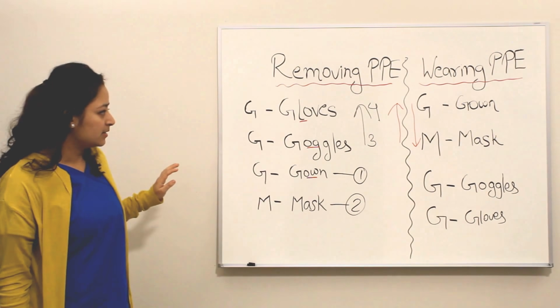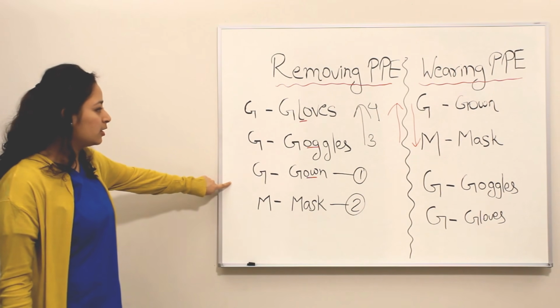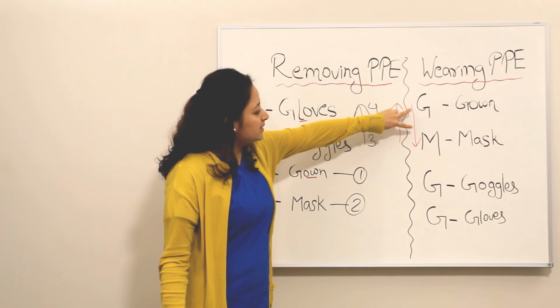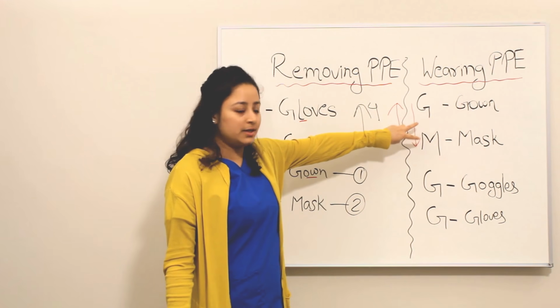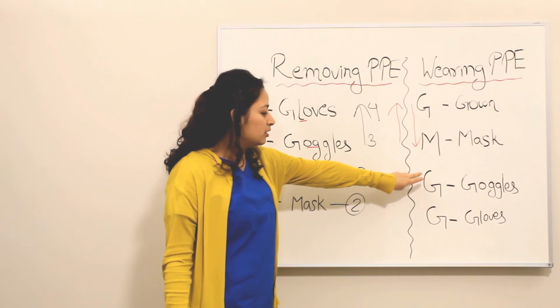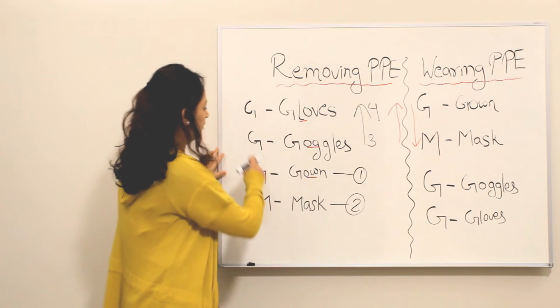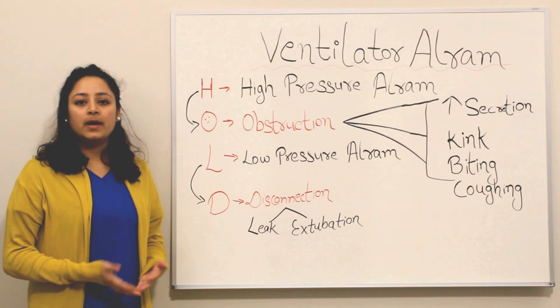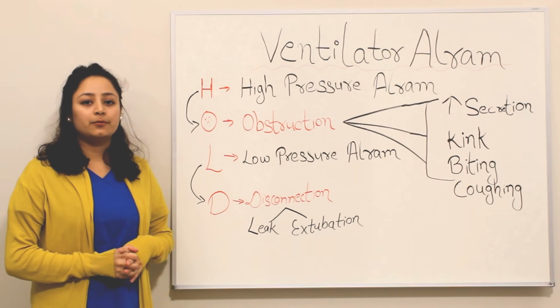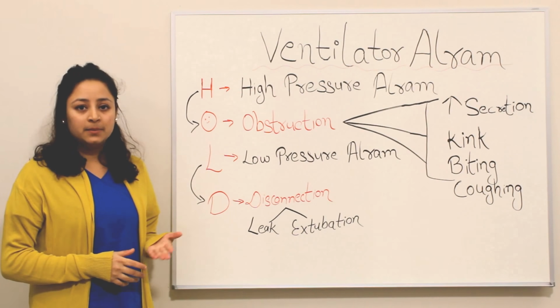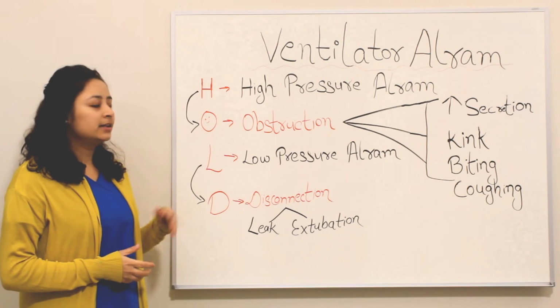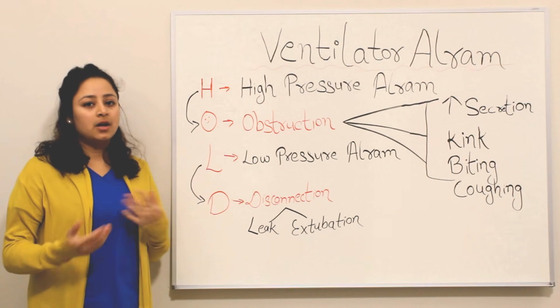So it is in alphabetical order, but there is a little twist in the gown and the mask in wearing the PPE, and the goggles and the gloves are reverse form. Now another important topic for the NCLEX would be the ventilator alarm. We know that a ventilator delivers oxygen to our lungs.